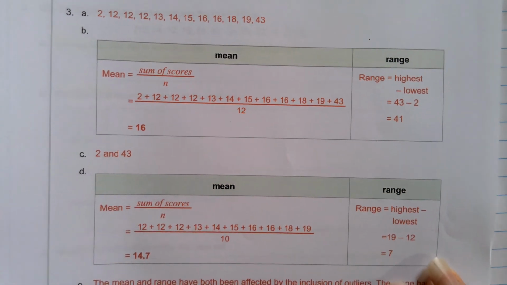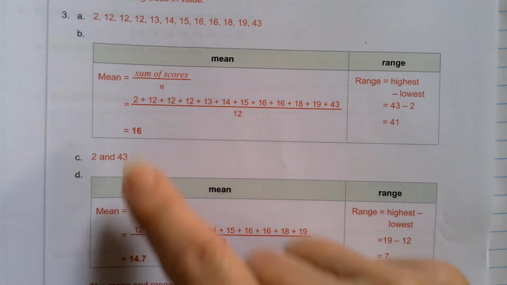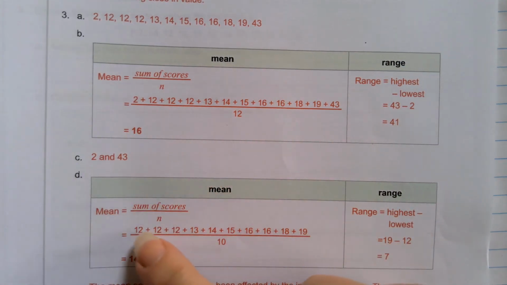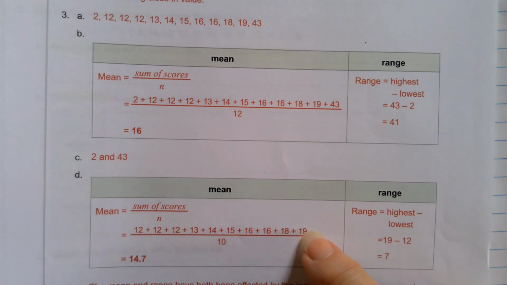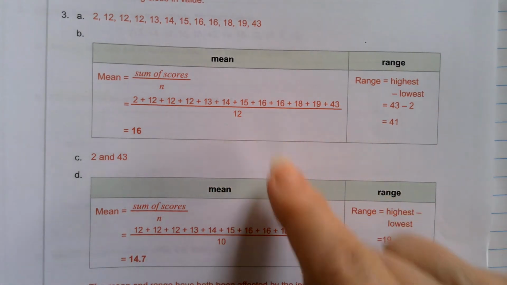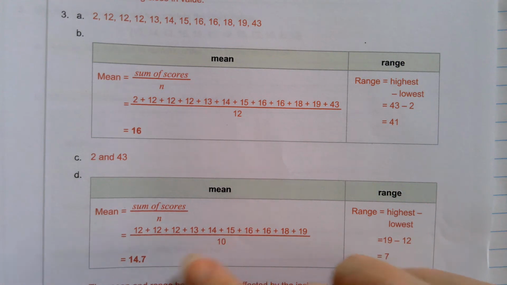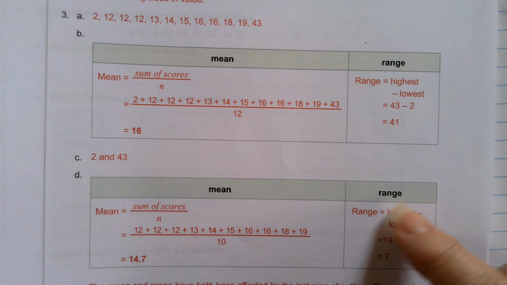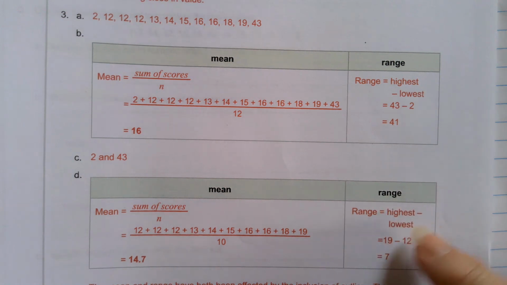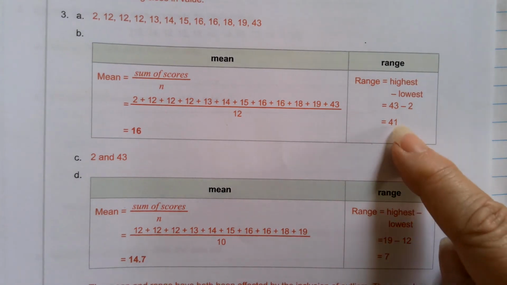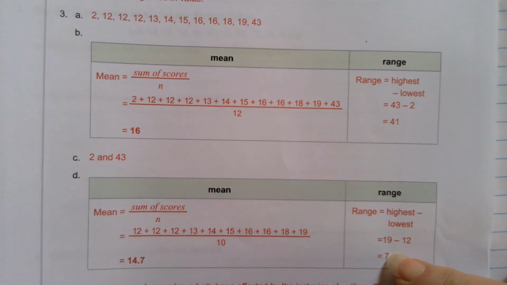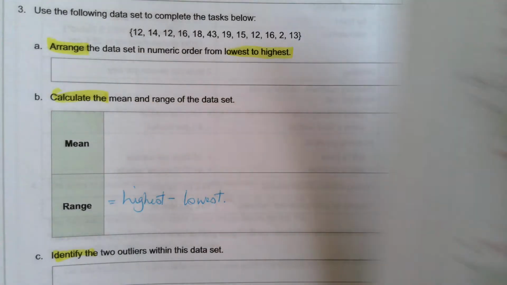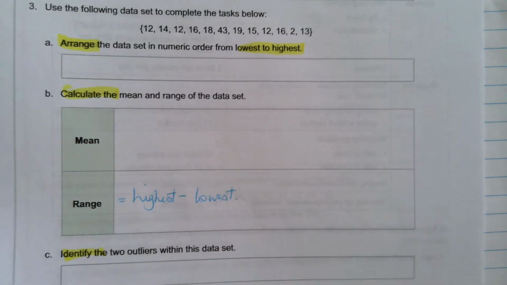Now let's recalculate. So again with the formula, this time we are not including the 2 or the 43. We now don't have 12 items, we only have 10 items. You'll notice that the mean has changed, hasn't it? Range again, formula first. Substitute, we have a different higher number and a different lower number. You will notice that the range is significantly different, isn't it? Okay, make sure you've got all of that right first before we move on.